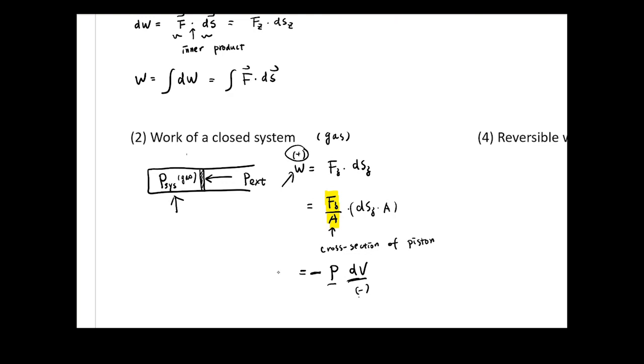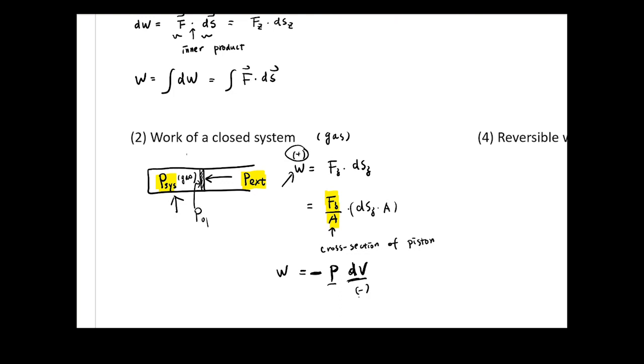Okay, so in other words, we can write the work is going to equal negative P times delta V. We write P here, right? There are actually multiple P's in the things we just talked about. The first one is P external. You also have P system, right?